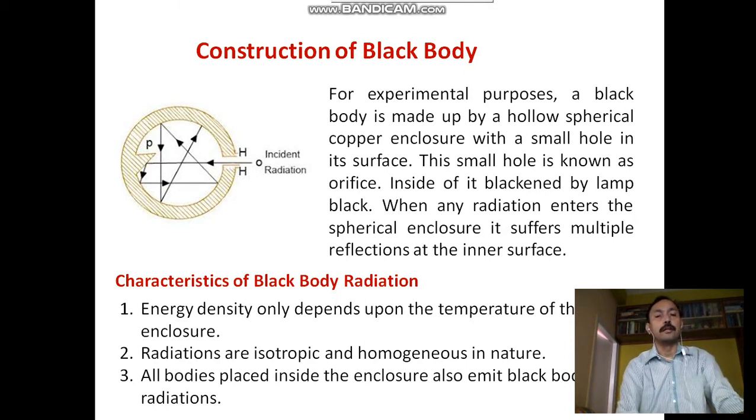Characteristics of black body radiation. Number 1: energy density only depends upon the temperature of the enclosure. Number 2: radiations are isotropic and homogeneous in nature. Number 3: all bodies placed inside the enclosure also emit black body radiations.